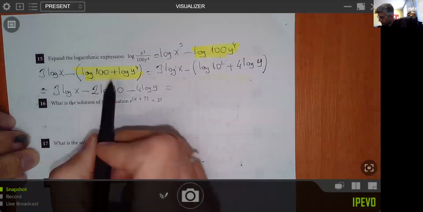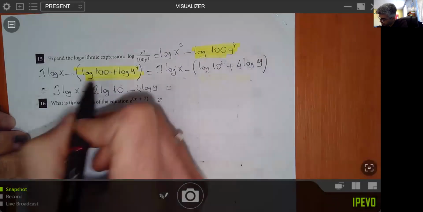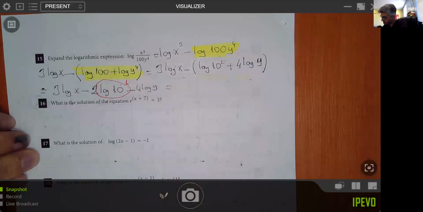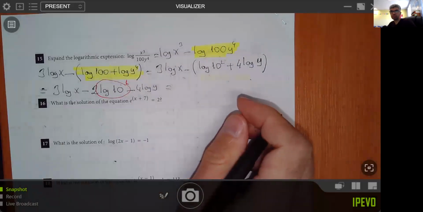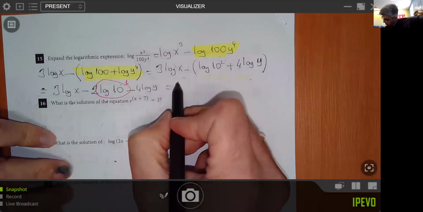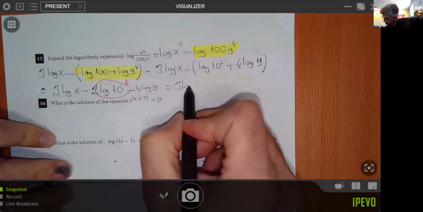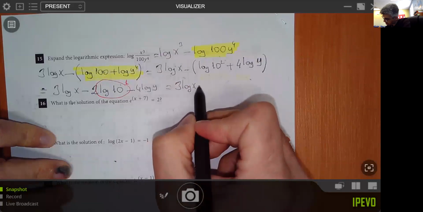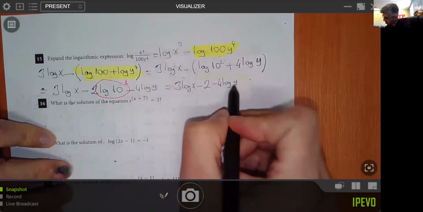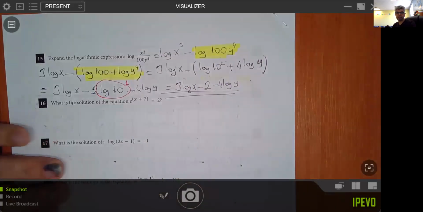What do you see? Yes, you are right. The value of log 10 is 1, since the base is 10. And then the final answer is 3 log x minus 2 minus 4 logarithm y. This is the final answer.